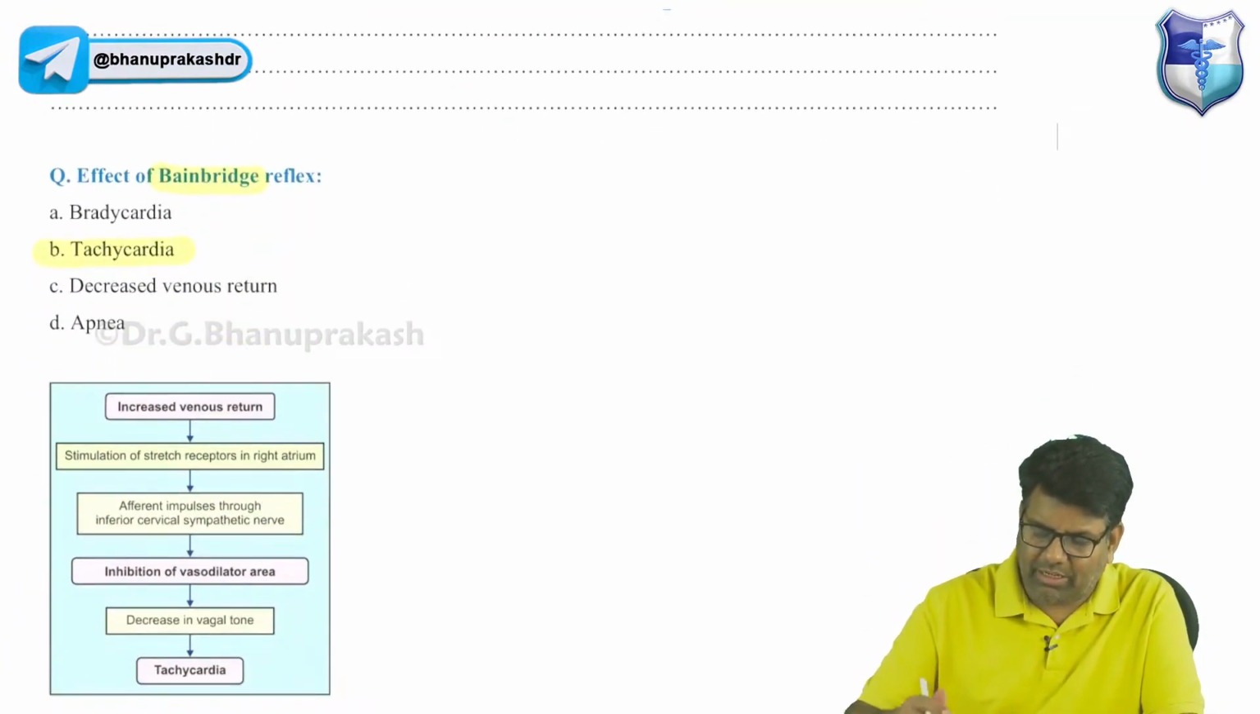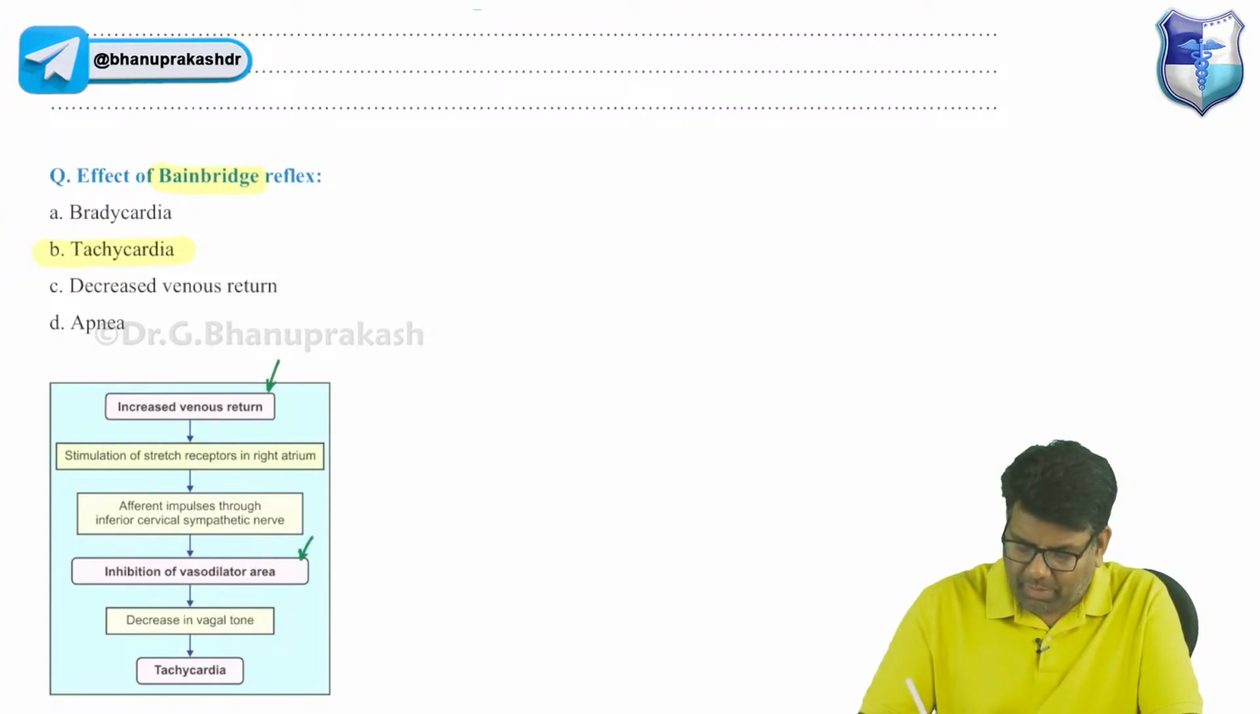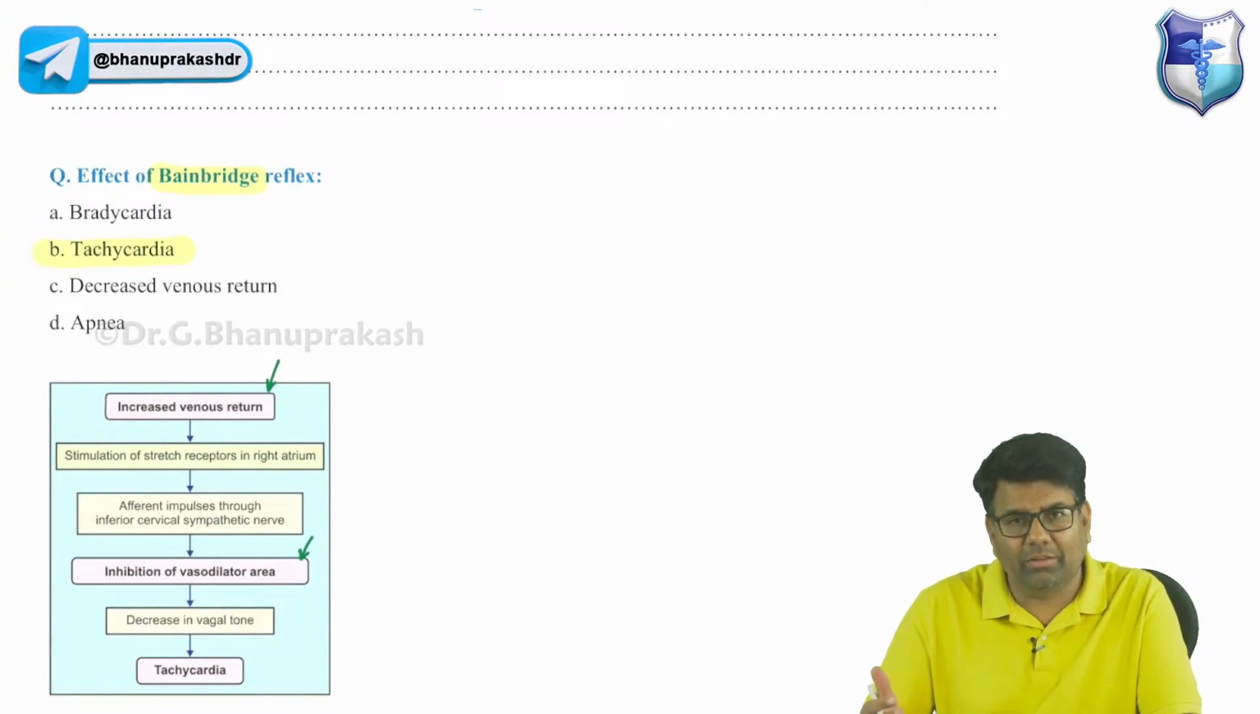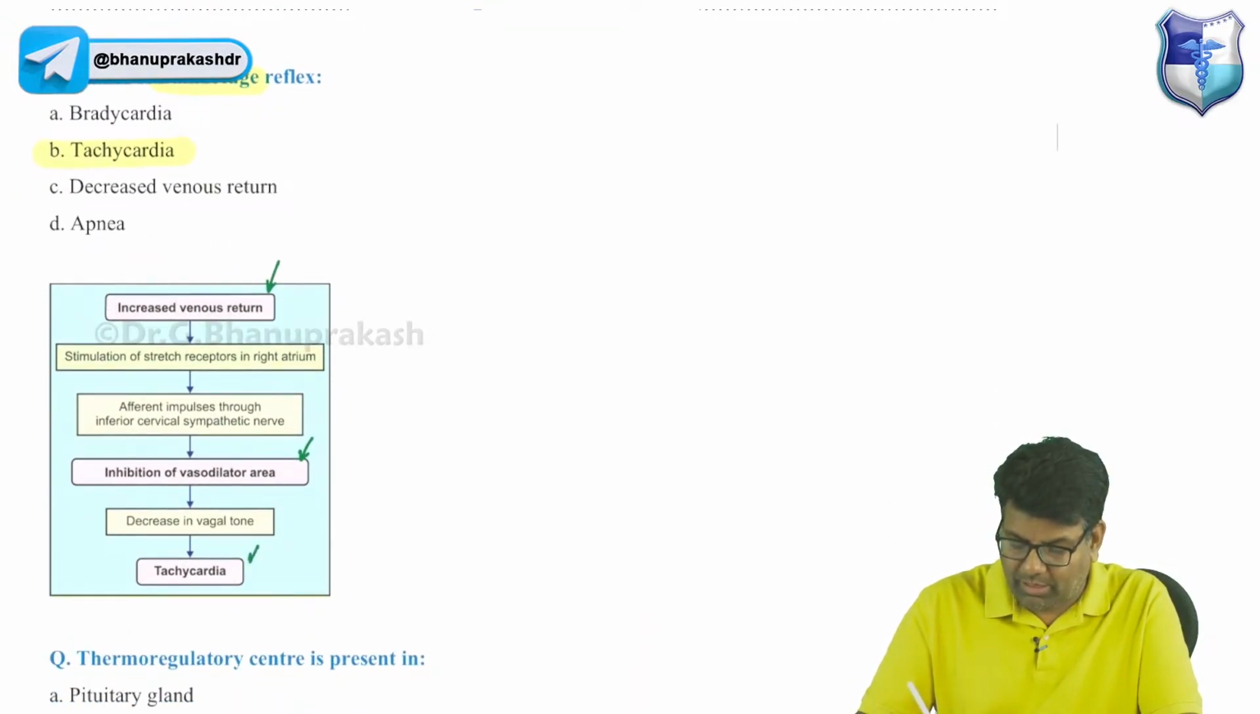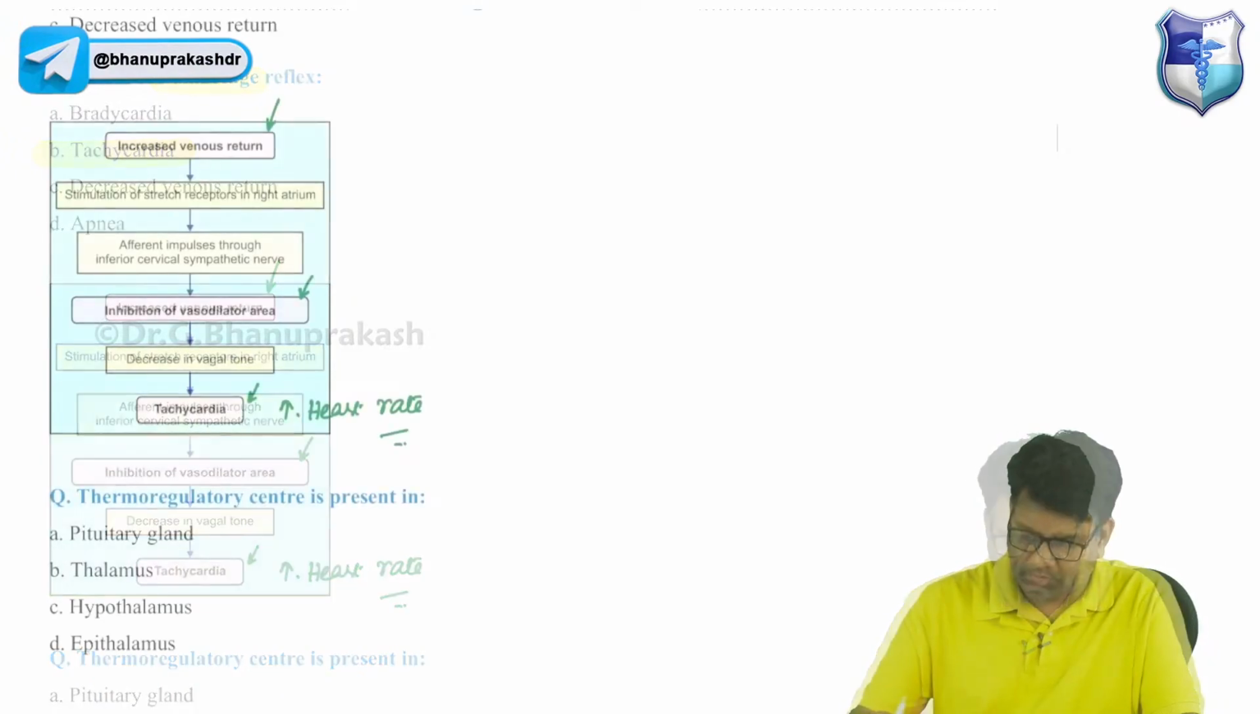So whenever there is increase in venous return, there is inhibition of the parasympathetic activity, in terms of inhibition of the vagal tone, and this ultimately leads to increase in heart rate. Right? So this is the effect of Bainbridge reflex.